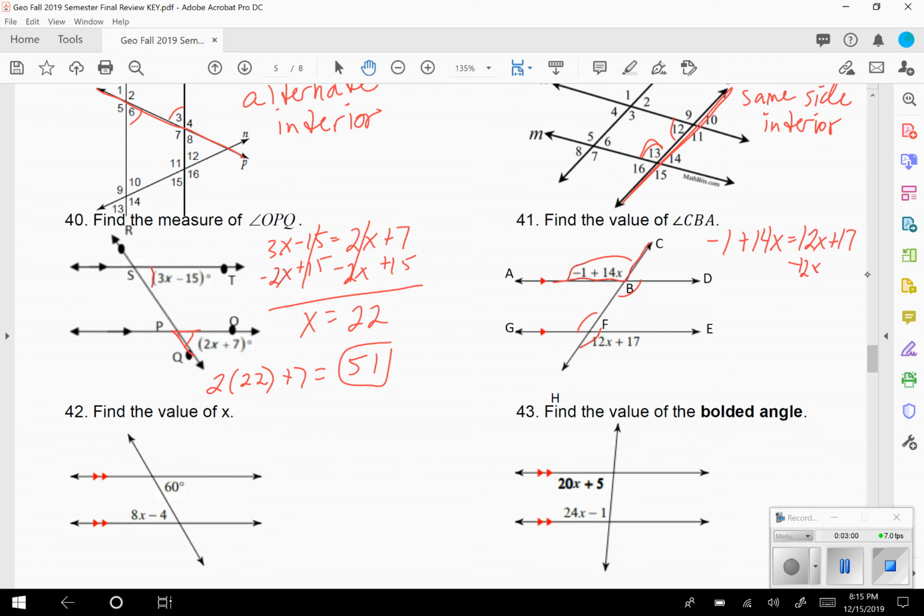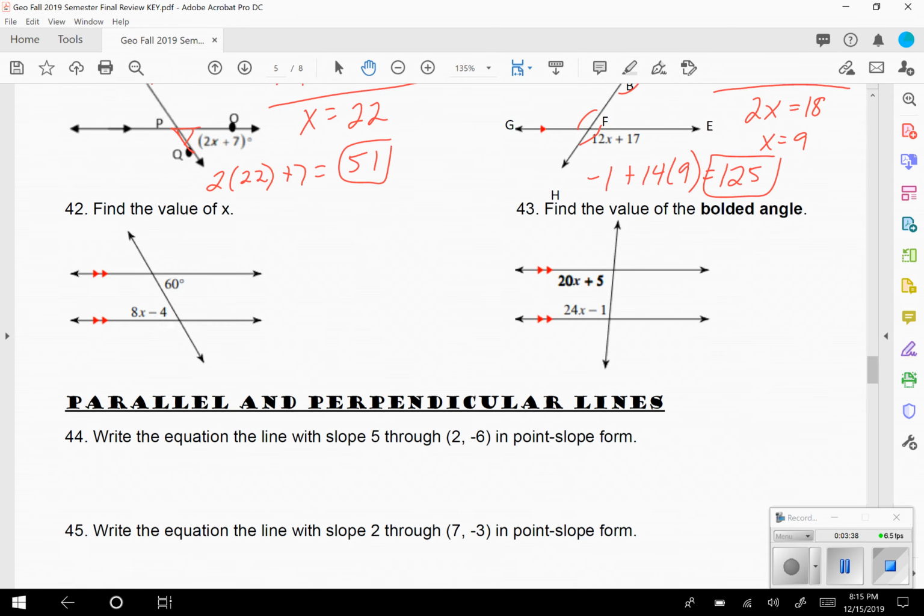Okay, take away 12x and then add 1. So 14x minus 12x is 2x, and 17 plus 1 is 18. So divide by 2, so x is 9. Okay, and then we need to find the measure of angle CBA, so we're going to plug in. So we'll do negative 1 plus 14 times 9. Okay, so let's calculate 14 times 9, and then plus negative 1, and you get 125.